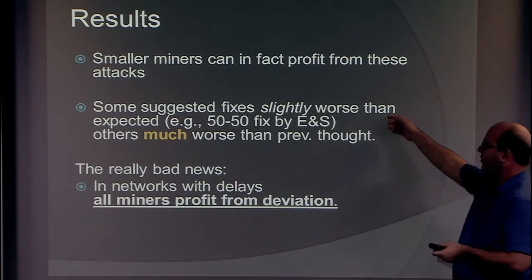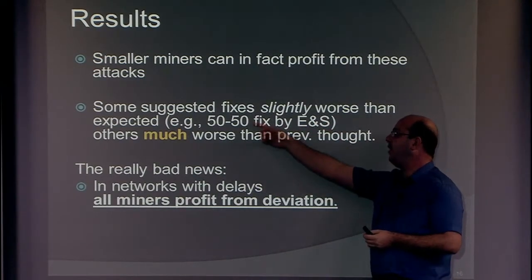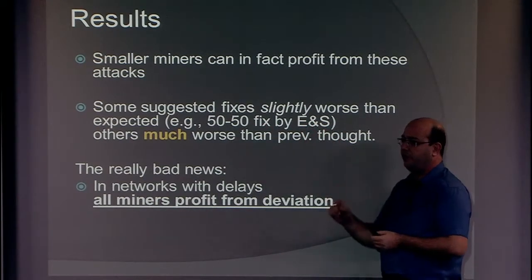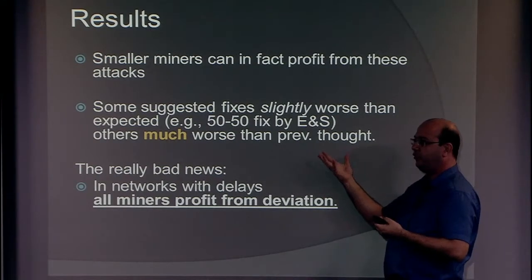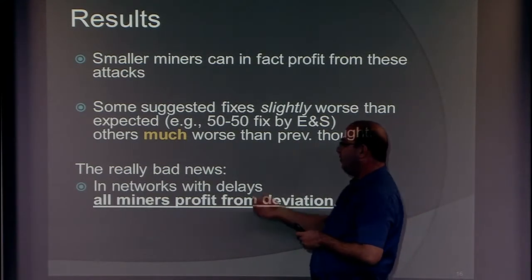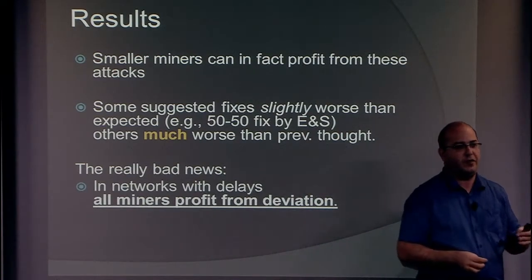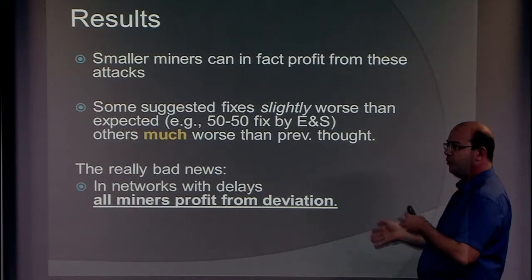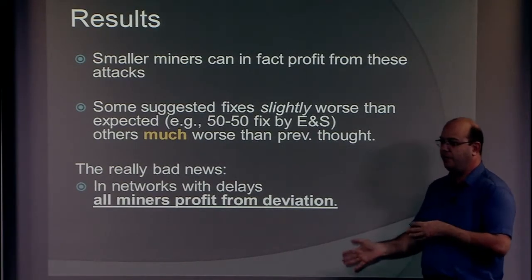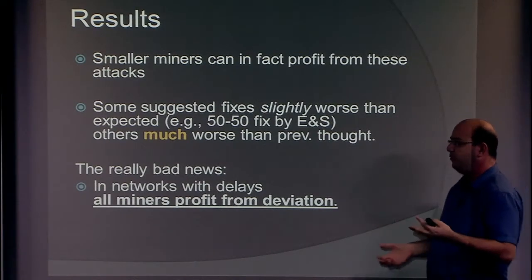We've done analysis of several fixes that were proposed. Eyal and Sirer had a fix that they proposed in their paper. We showed that it's slightly worse than they thought. You can adjust your strategy to it. And there were other papers that have basically suggested fixes to selfish mining that we showed have done much more damage than good. Basically, they removed this bound on the size of the attacker altogether.